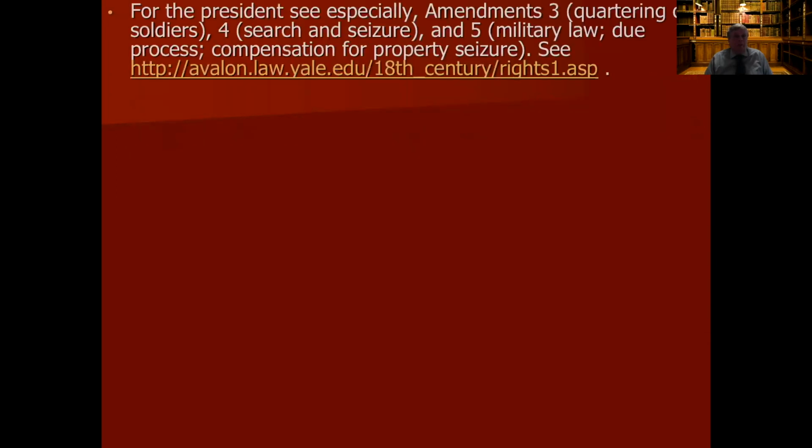For the president, see especially Amendments 3, 4, and 5, where Amendment 3 pertains to quartering of soldiers. Amendment 4 pertains to unlawful search and seizure, and Amendment 5 pertains to military law and due process and compensation for property seizure. And if you want to see a discussion of this, the effect of these amendments on presidential power, then you can go to the hot link that I've got shown on the screen.